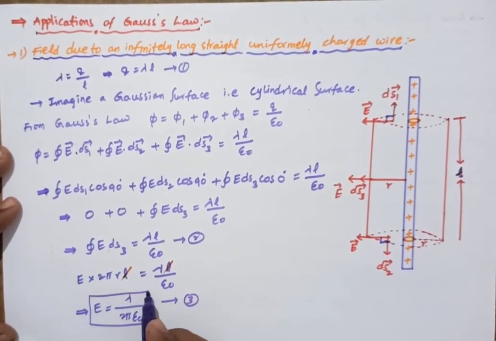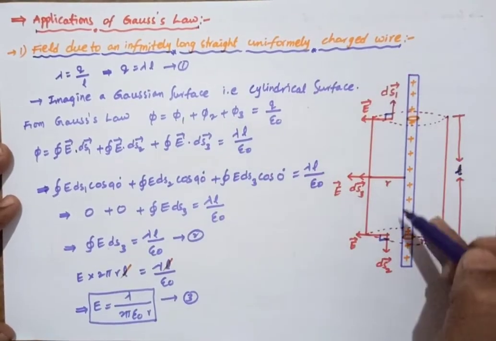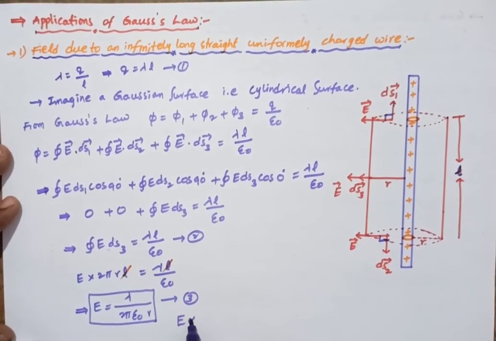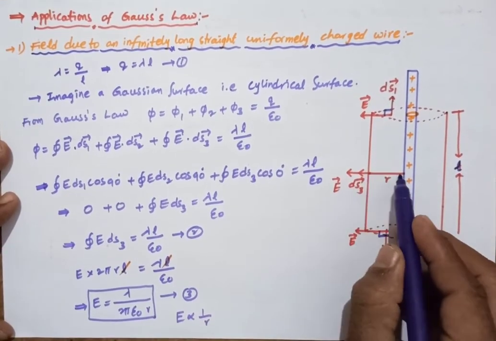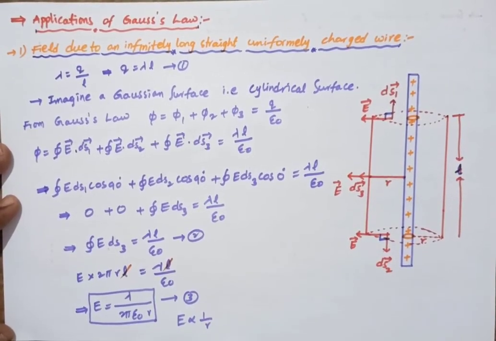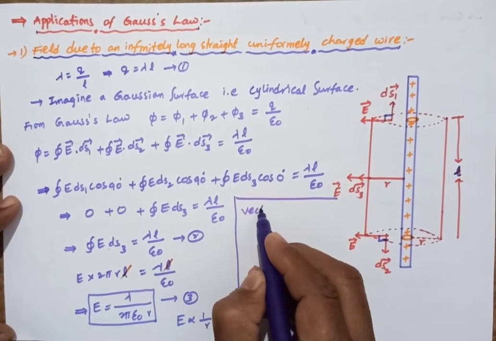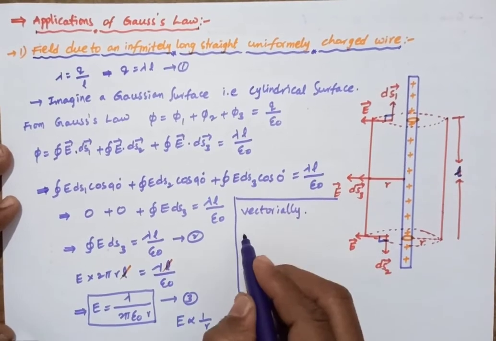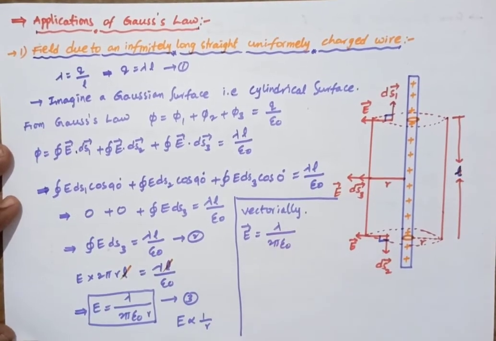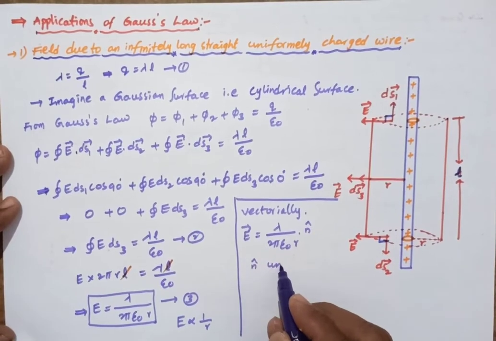So the electric field for an infinitely long straight uniformly charged wire is E equals lambda by 2 pi epsilon naught R. It is inversely proportional to the distance from the wire to the cylindrical surface, that is, proportional to 1 by R. In vectorial form, it is written as E bar equals lambda by 2 pi epsilon naught R into n cap, where n cap is the unit vector.